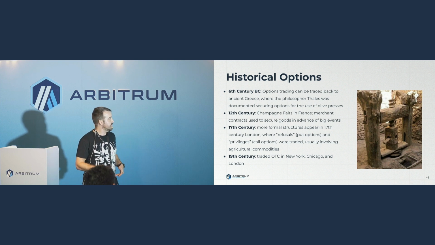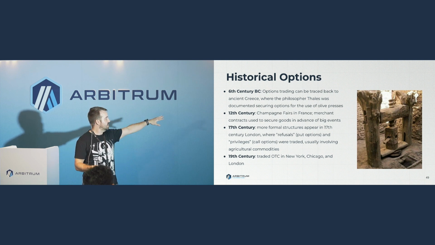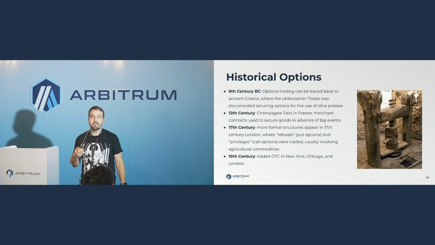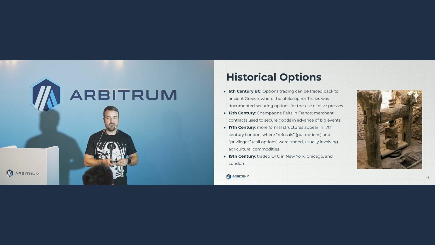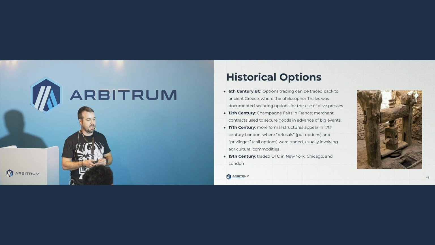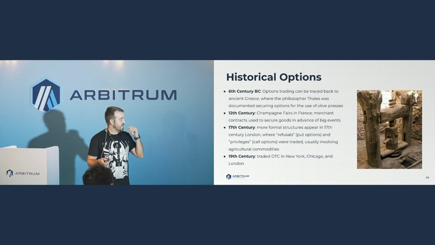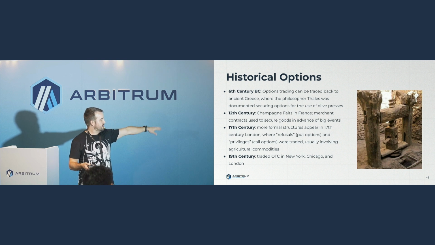Options have been around for centuries. These are some of the historical examples. The earliest known example is in ancient Greece, where there was a philosopher named Thales. He predicted the weather to guess how good the olive harvest was going to be for a particular season, and he would secure contracts for the olive presses when he thought the weather was going to be really good and the output was going to be really good. So he monopolized the olive press supply in good years, and he made tons of money from that. Champagne fairs in France were held in the 12th century.